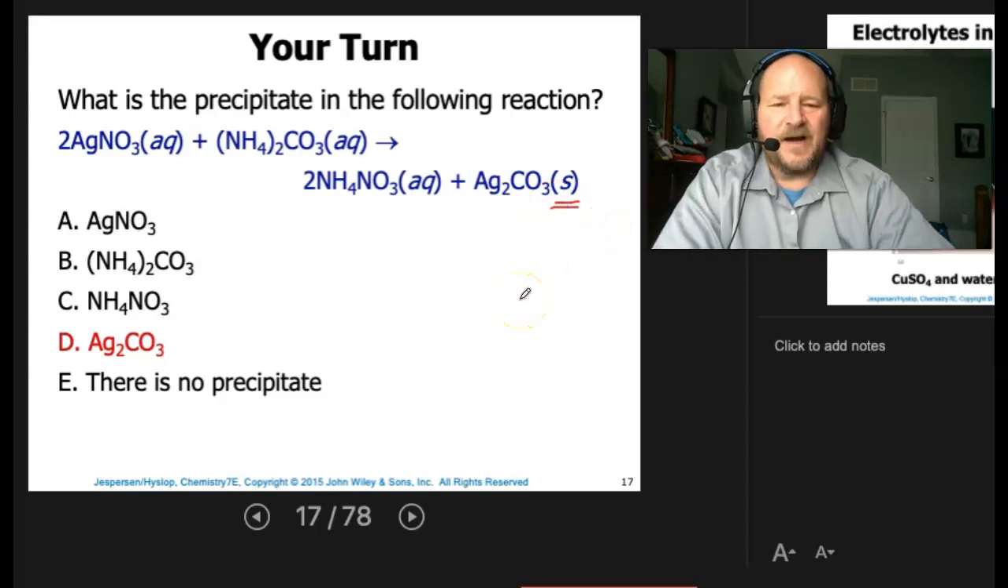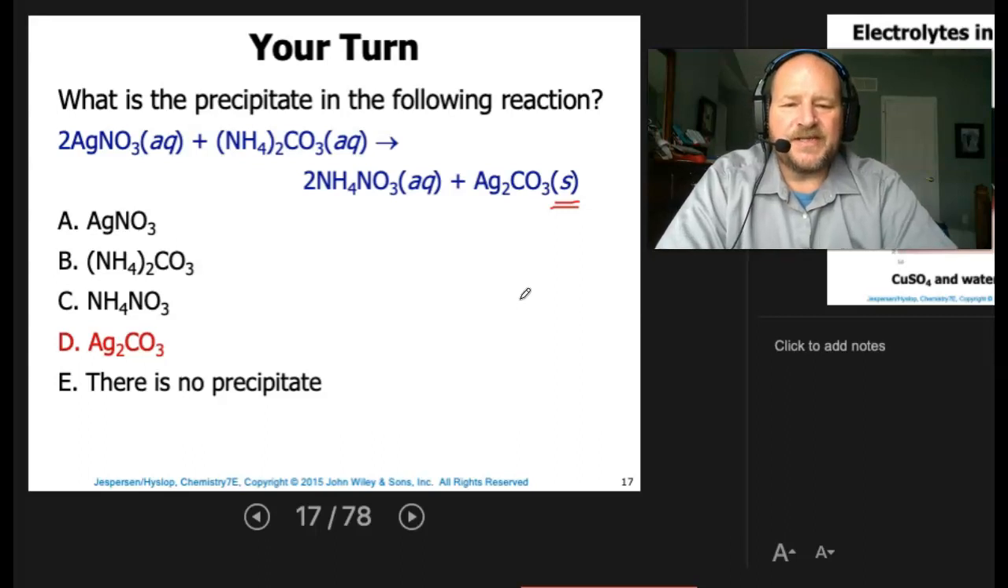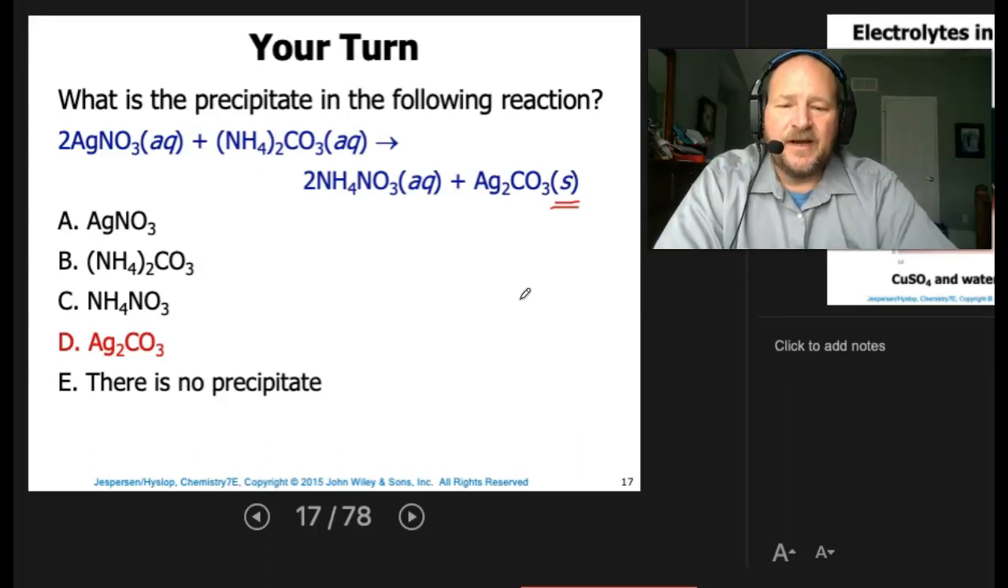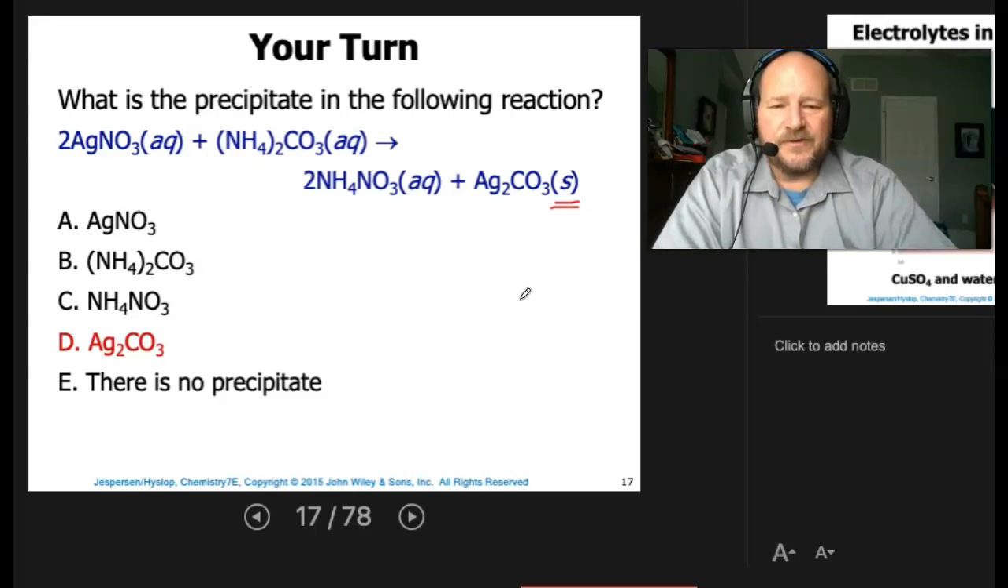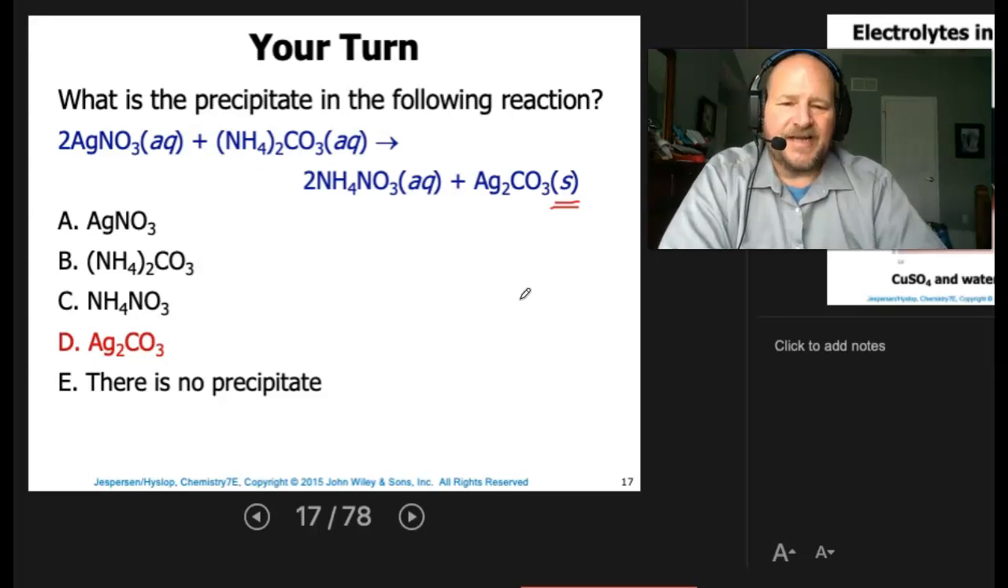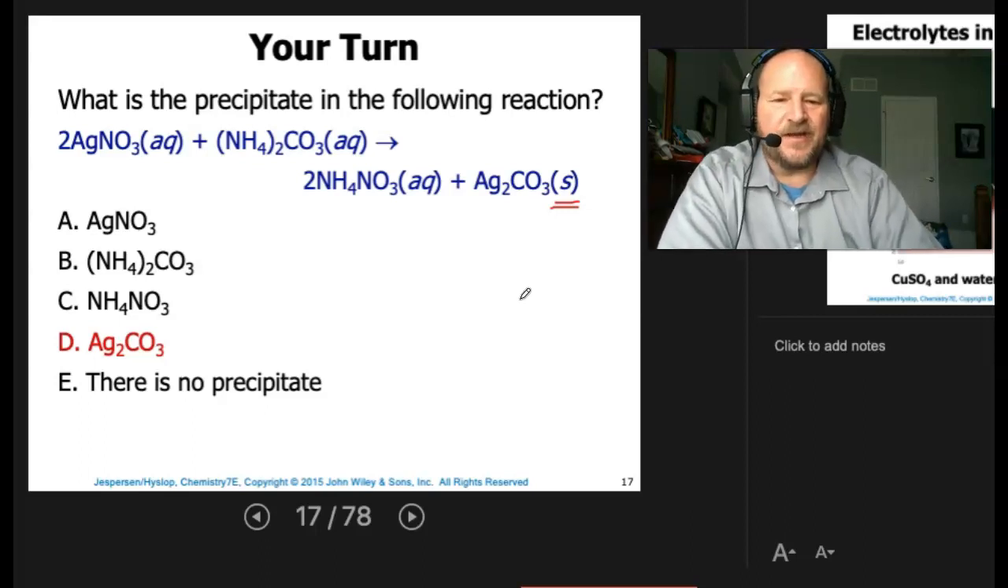Now remember, I hinted in the last chapter that eventually you will be predicting the products. So how will you know? Well, when we get there, you'll see I'm going to give you some solubility rules. And we're going to learn to use those solubility rules to predict which products will be soluble and which products will be insoluble. And that will lead us into our net ionic equations, which at the beginning of this session I told you would be one of the key components of the chapter.